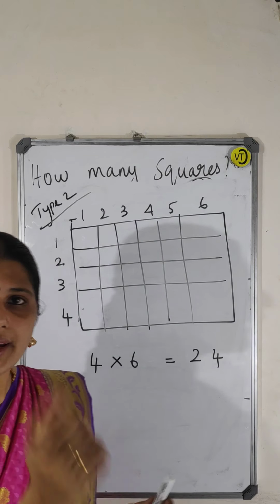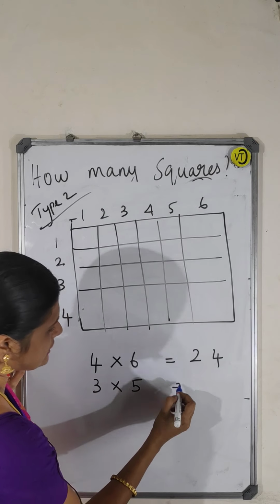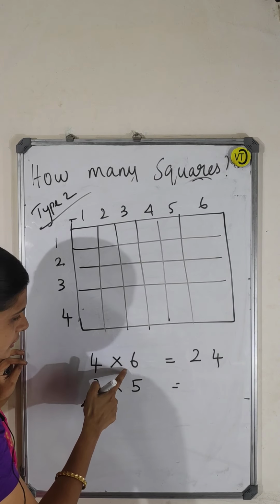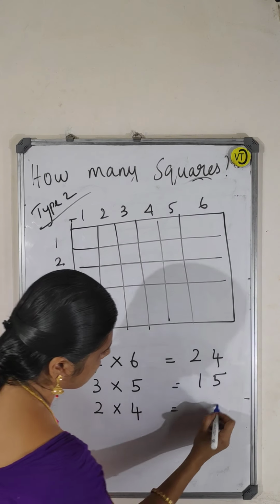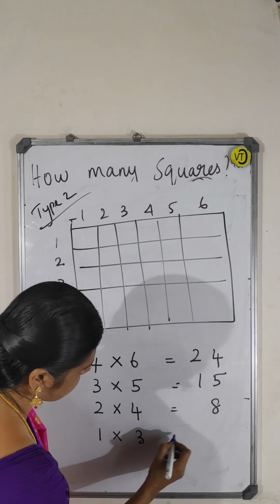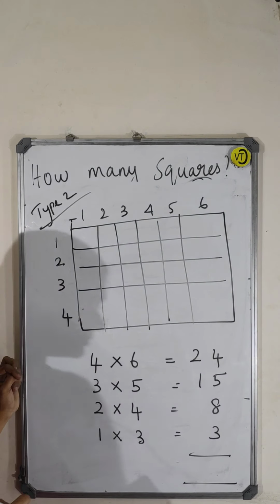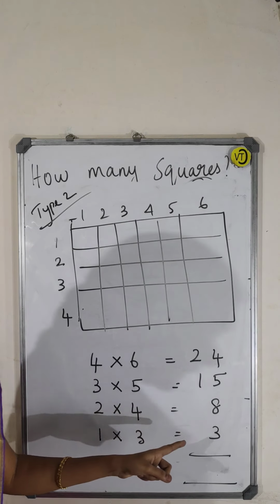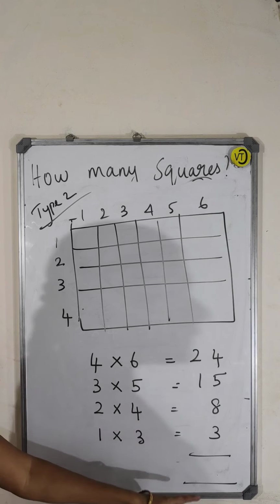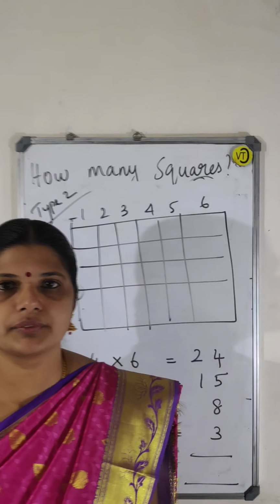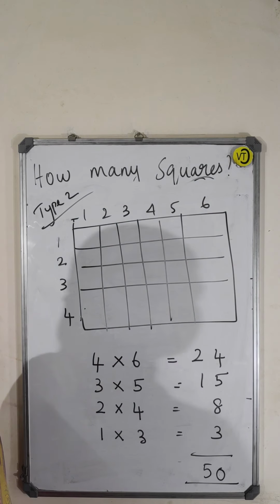Until you get 1 in any one of the rows or columns. Now here, let's check it. So 3 into 5, subtract 1, right? Subtraction with 1, subtraction with 1. So 15. 2 into 4, 8. 1 into 3, 3. So I have to stop because I got 1. That's it, over. Then you have to add everything. So 24 plus 15 plus 8, 2 4s are 8, 8 plus 3. So what am I getting here? 50. So 50 squares are there.